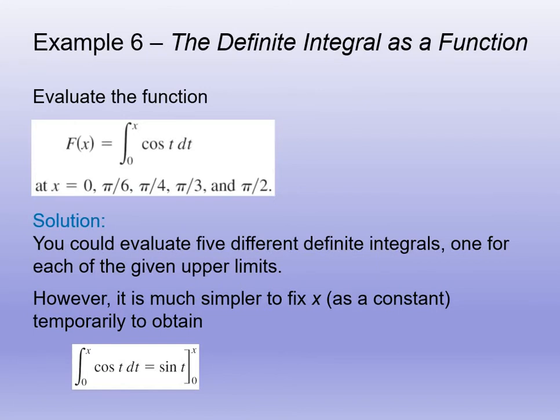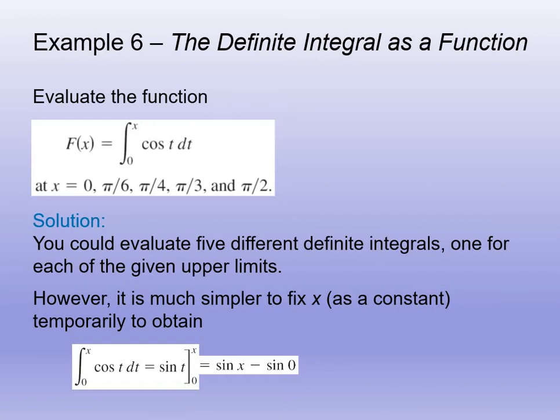So we have 0 to x of cosine of t dt. The antiderivative of cosine of t is sine of t, and we're going to evaluate sine of t from 0 to x. So that really just yields sine of x minus sine of 0. We're going to keep sine of x as sine of x, obviously, and we're going to put in a bunch of different values for it. And then we have sine of 0. Sine of 0 is 0. So really when we do this integral, we're getting sine of x.